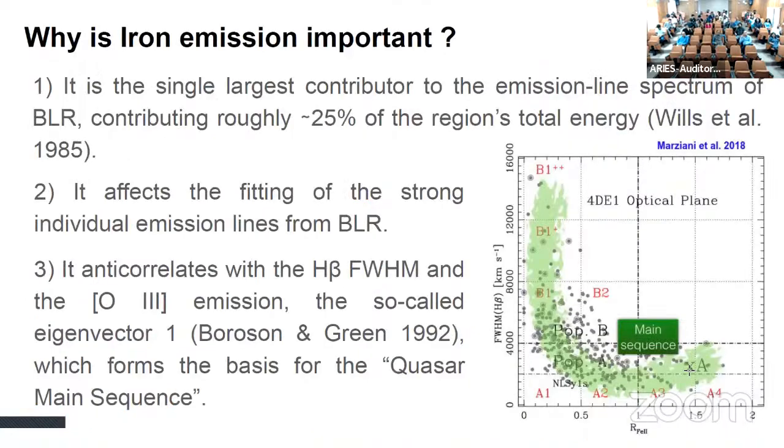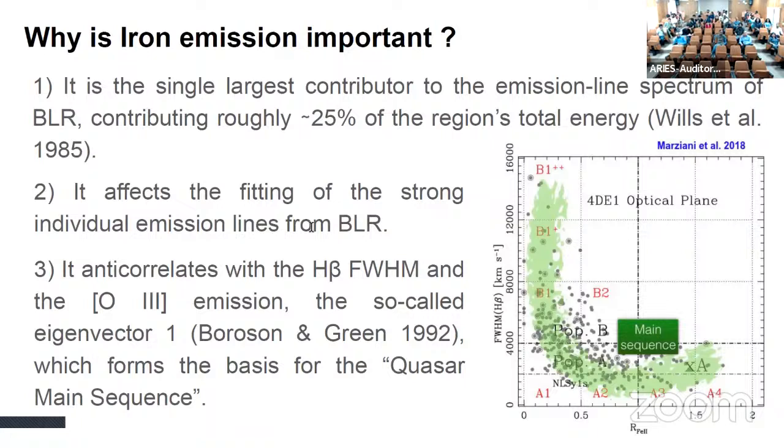So now the question is, why is Fe2 so important? Because you can see Fe2 in the spectra throughout from UV to NIR. So it contributes the most significant part in the spectra of quasars, which is around 25% of total BLR energy. Second thing is it affects the other individual lines like H beta and MG2, so you need to estimate the Fe2 contribution very accurately. Otherwise, you will have a wrong estimation of the other lines, and that will affect other parameters like the black hole mass and other things.